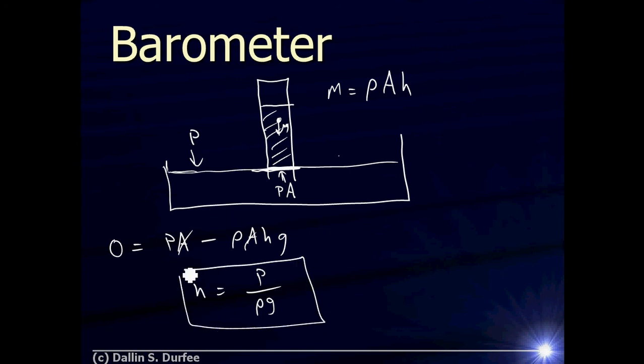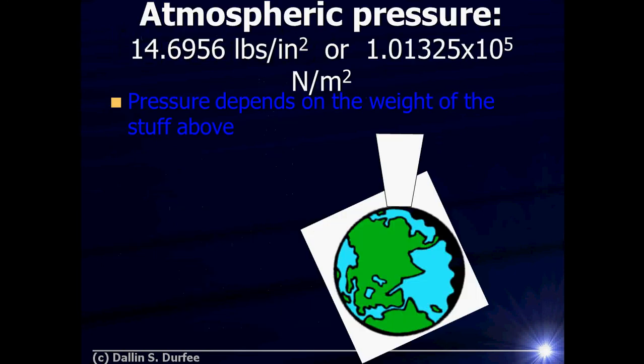I'm going to just brush through this, but what does it tell you? The height of this mercury column tells you the pressure pushing down on the surface. So if you have a barometer and a weather system is coming through and the pressure of the atmosphere drops, the height of your barometer will drop. You can use the height of that column of mercury to figure out what the pressure is. That's how a barometer works.